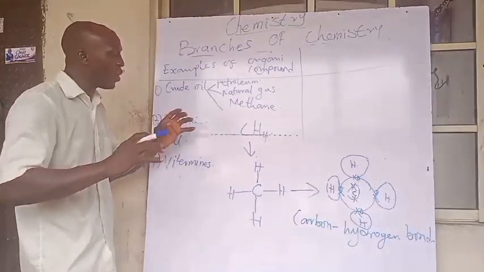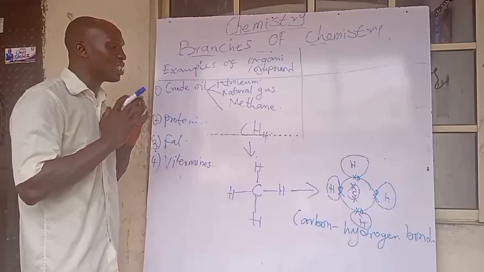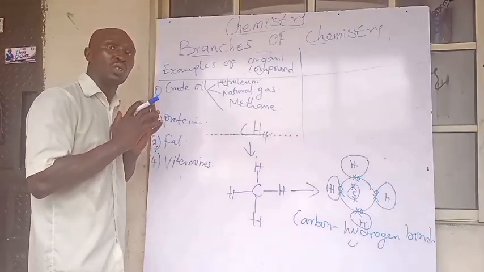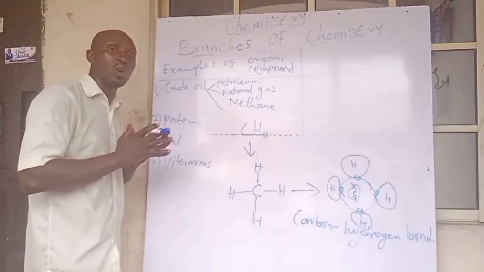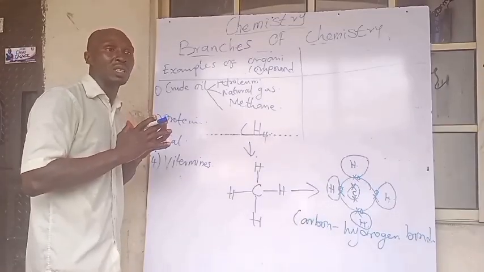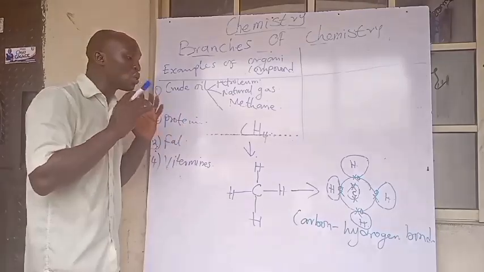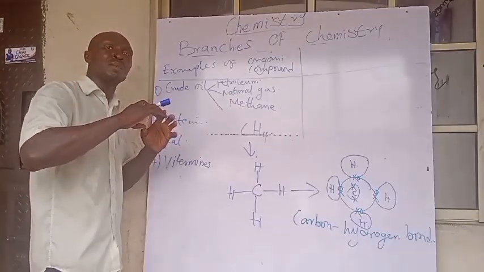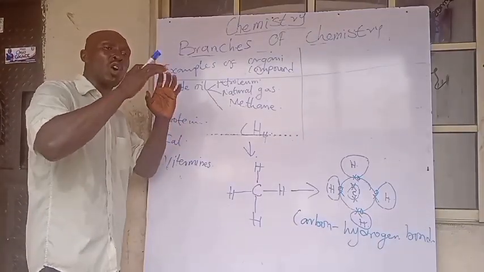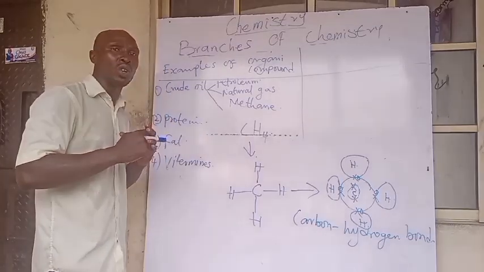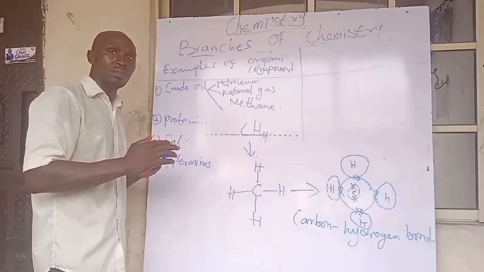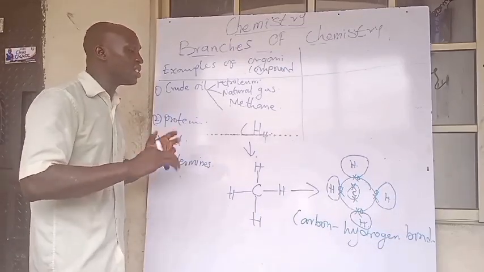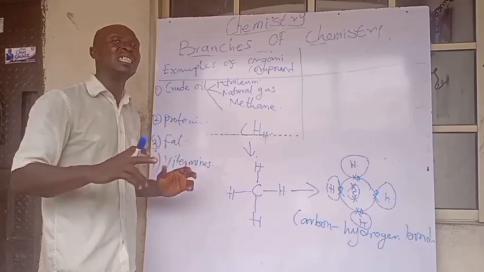Now, somebody may want to ask, why is carbon used as a case study to describe an organic compound or organic substances? It's because it's only carbon that has this total responsibility. It can never transfer electrons. It can only share. And when it's sharing, it's sharing the whole electrons in its outermost shell.